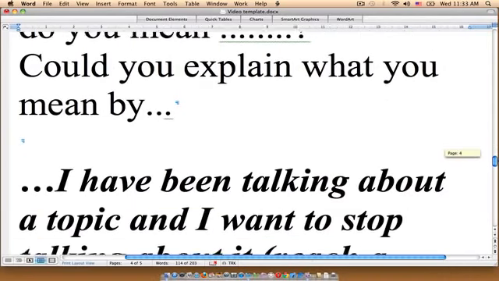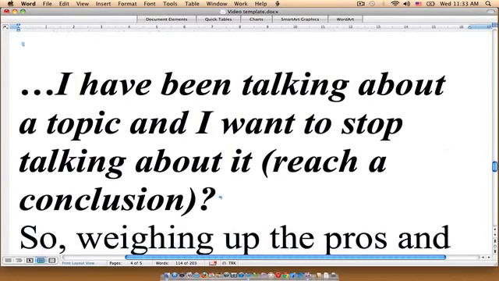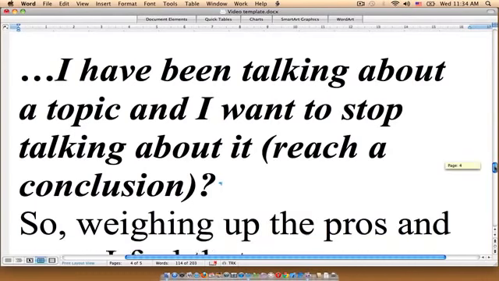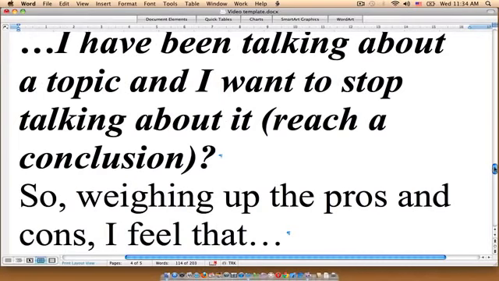Now, what do I do if I have been talking about a topic and I want to stop talking about it? Or in other words, I want to reach a conclusion. In part 2 of the exam, you're delivering your monologue. You're talking to your examiner about a certain topic, and you've been talking for a bit of time, and now you want to come to some sort of conclusion, or stop the monologue in a good way. So what are some phrases that we can use to do this?